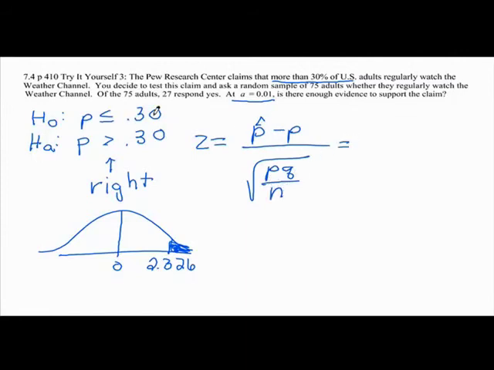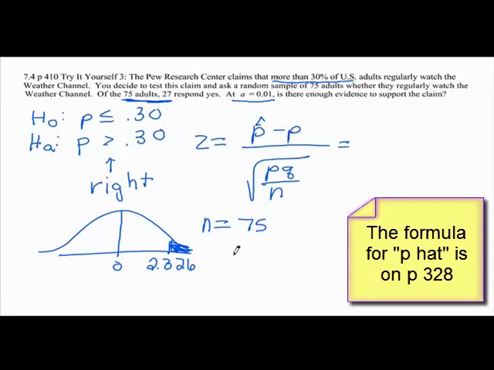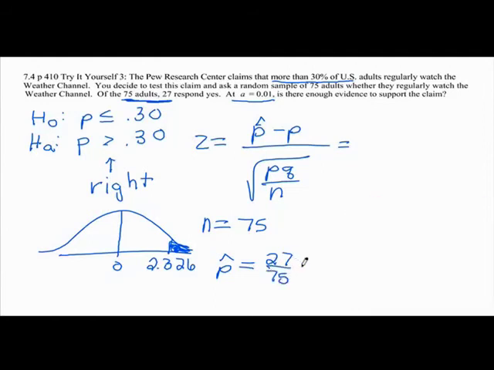So our p hat is going to be what we do when we calculate 27 out of 75. So our n is going to be 75. We also need that n to calculate our p hat. They didn't give us the sample. They want us to calculate that. So 27 out of 75 will give us a p hat of 0.36. So that's going to give us our p hat. Now we need to find our q, which is 1 minus p. And the p is 0.30. So that'll give us 1 minus 0.30 or 0.70.